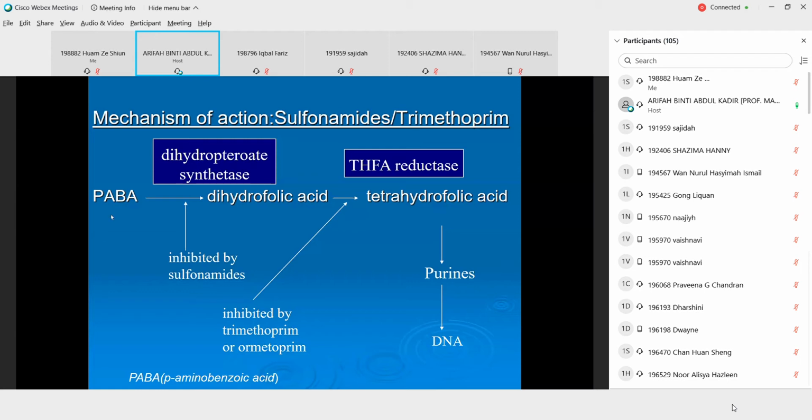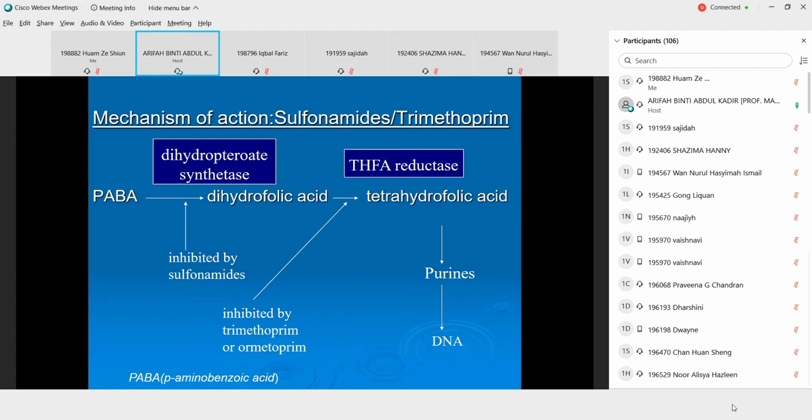So actually, PABA refers to p-aminobenzoic acid. PABA is an intermediate, a compound in the bacterial synthesis of folic acid. So PABA is required for the formation of folic acid in the bacteria, right?